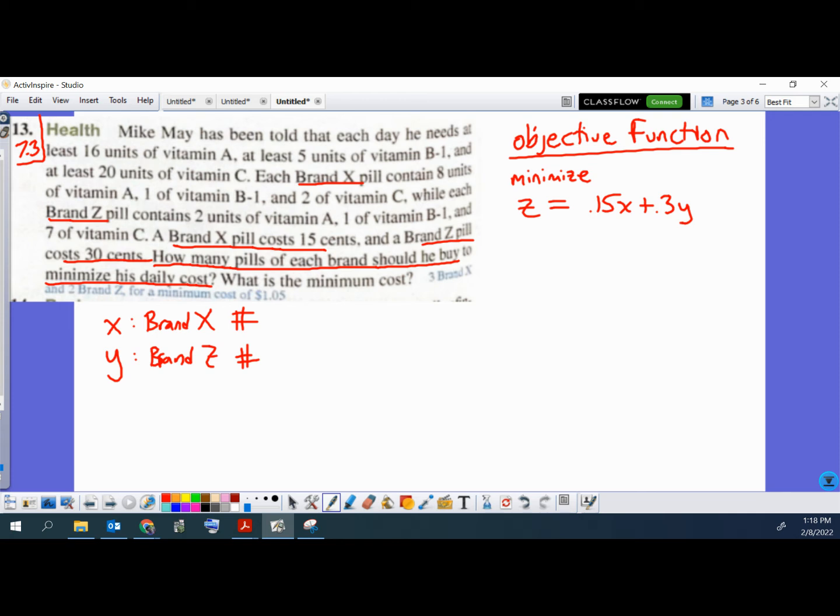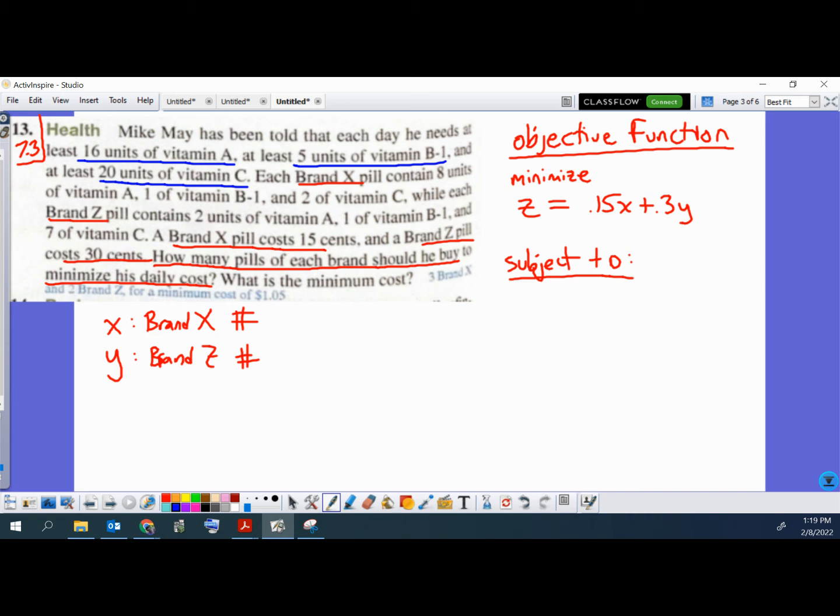Okay. The next piece of this is to write down our constraints. So they'll say subject to. And so what we're going to do is we're going to write down the constraints here. And the constraints are the different needs, right? So he needs 16 units of vitamin A, he needs 5 units of vitamin B1, and he needs 20 units of vitamin C, at least. He can have more. It's okay to have more.